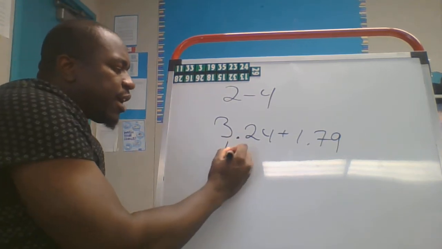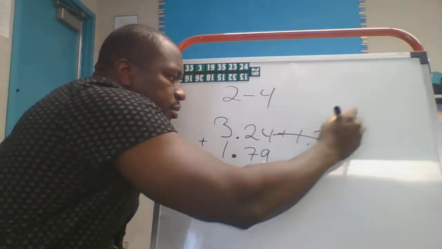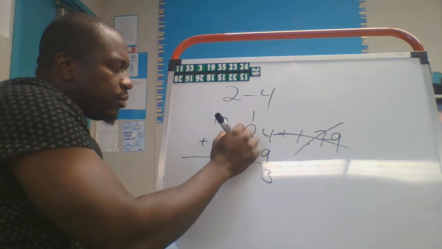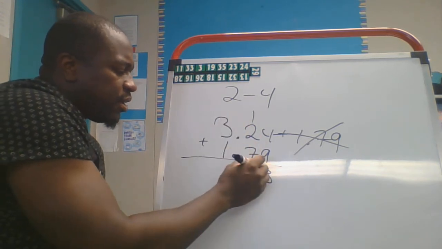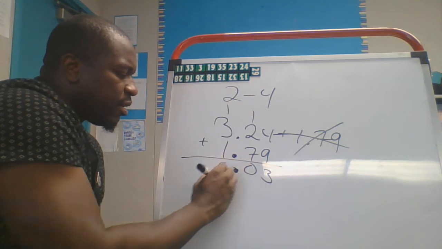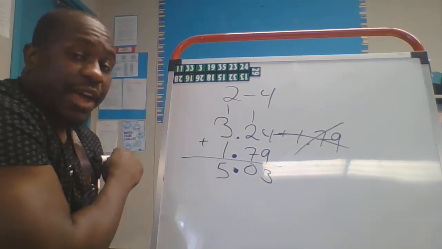Okay, so if you aligned your decimals like you should have, you should look like this. 4 plus 9 is 13, carry the 1. 2 plus 7 plus 1 is 10 altogether. Carry the 1, bring down our decimal. 5.03. That's it. That's all you need to know for 2-4.